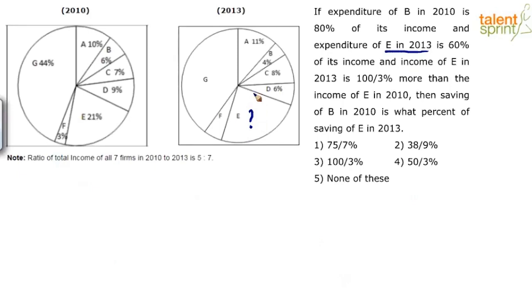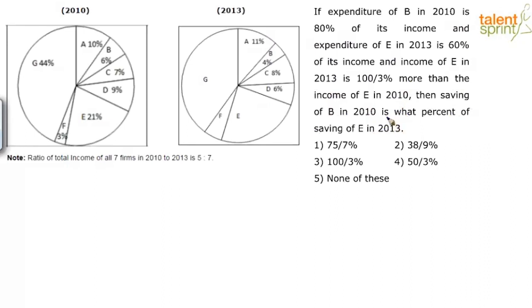So try this out and then we'll discuss the solution. You have 1 minute for this. So here's the first question. It says if expenditure of B in 2010 is 80% of its income and expenditure of E in 2013 is 60% of its income and income of E in 2013 is 100/3% more than the income of E in 2010, then the saving of B in 2010 is what percent of saving of E in 2013.